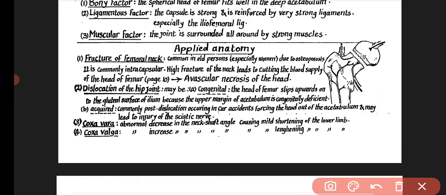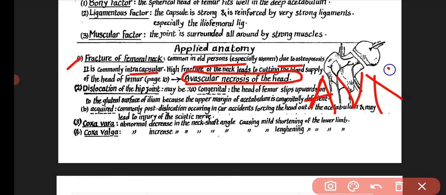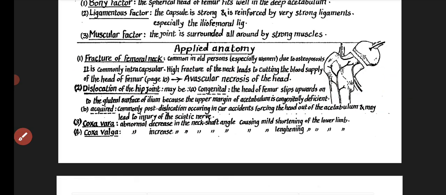Now the applied anatomy is the neck of femur fracture. Commonly in old people due to osteoporosis, it is common in the intracapsular region, and due to this neck of femur fracture, avascular necrosis of the head of the femur very commonly occurs. Avascular necrosis, which is commonly known as AVN.